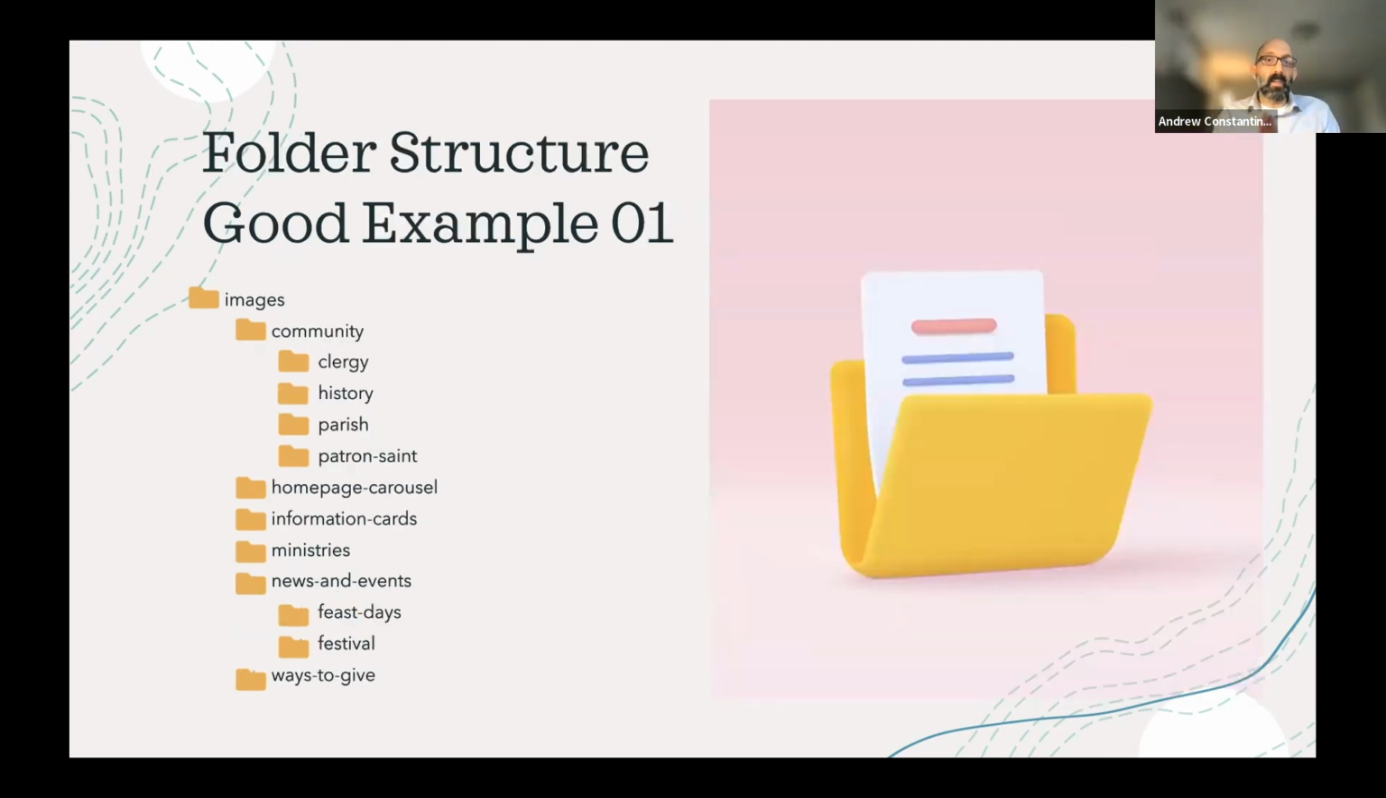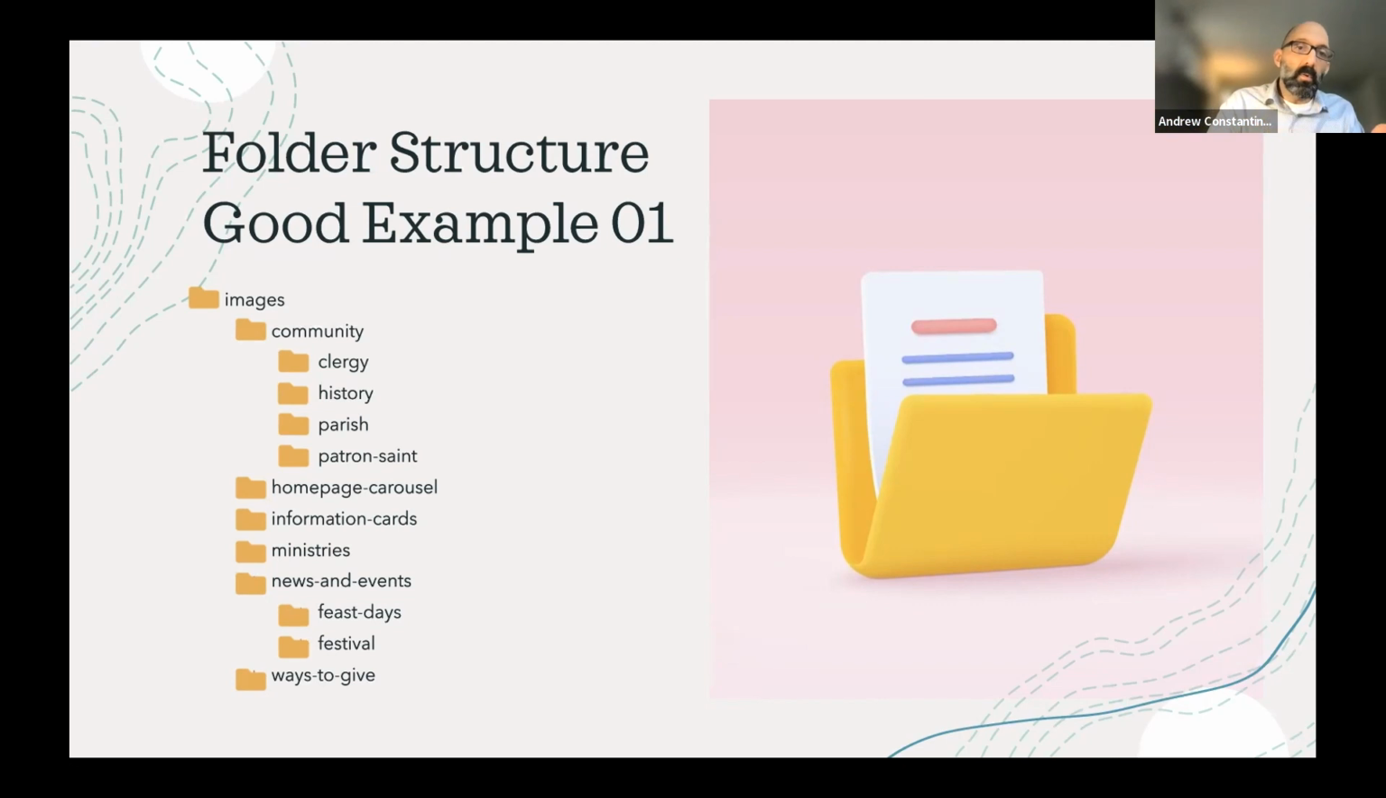So let's take a look now at a good example of a folder structure here. Within images, we have our community folder, and within that, we've got our photos for clergy, our parish history. Maybe there are photos related to the interior of the parish, the iconostasi, other icons and liturgical vessels within the church. We've got photos of our patron saint.